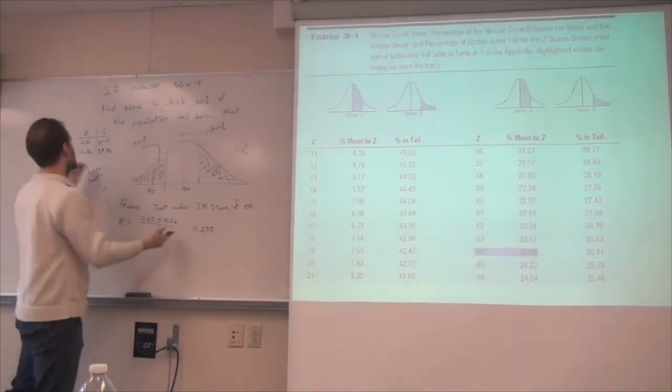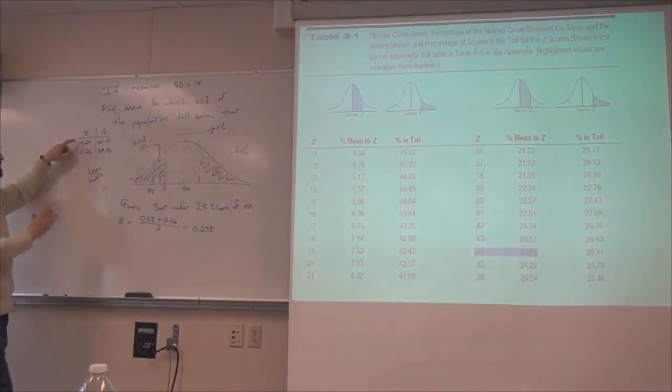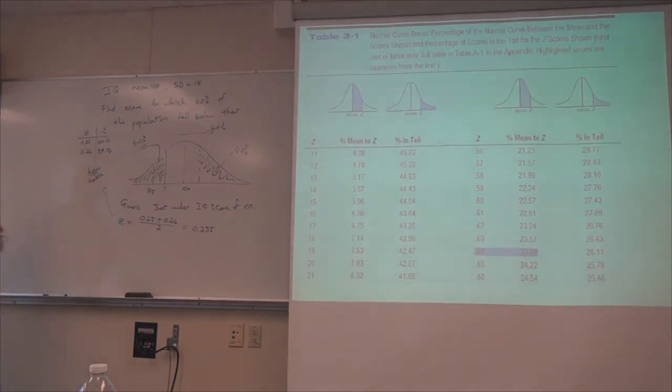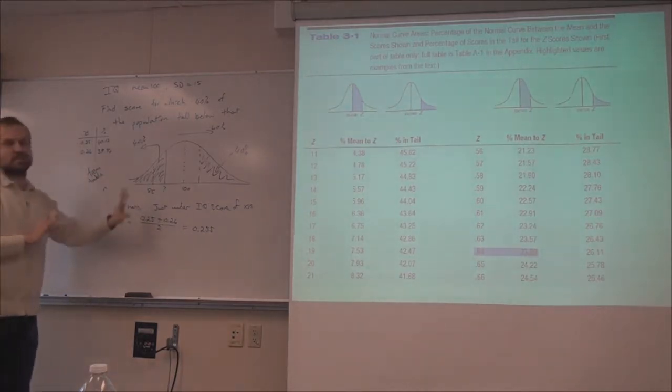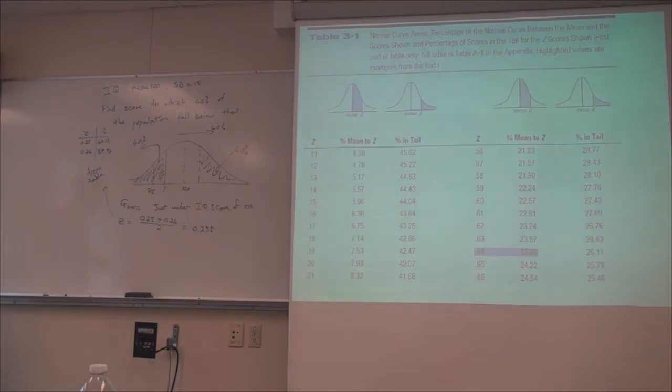So if you pick, well, the closest one is 0.25, that's okay as well. But I think at the very least we can just go halfway between them. We can get fancier, but I don't want to. Okay, so that's one example.